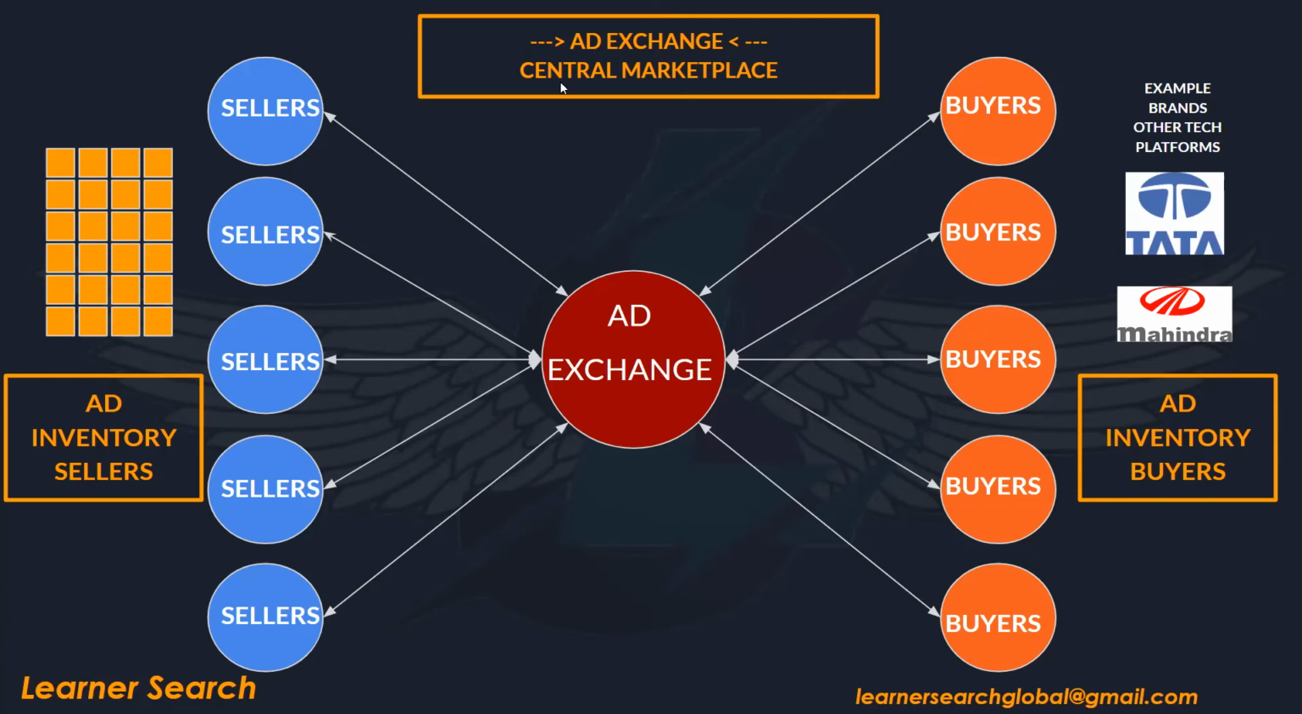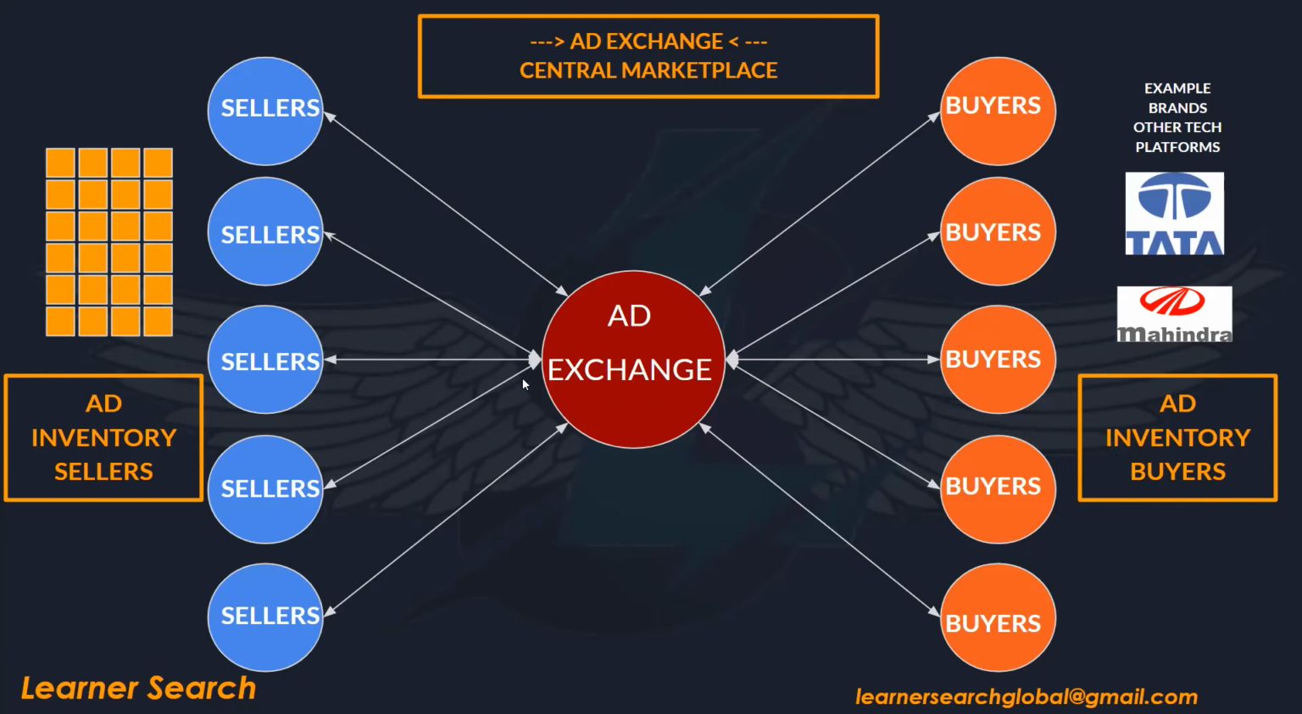So ad exchange is a central marketplace which connects to the sellers as well as the buyers and sits at the center. On the one end, sellers are the ones who have the inventory. We can call them ad inventory sellers. On the other end, like Tata, Mahindra, let's assume they are the advertisers. They are the buyers. They are the ad inventory buyers because they buy the ad inventory.